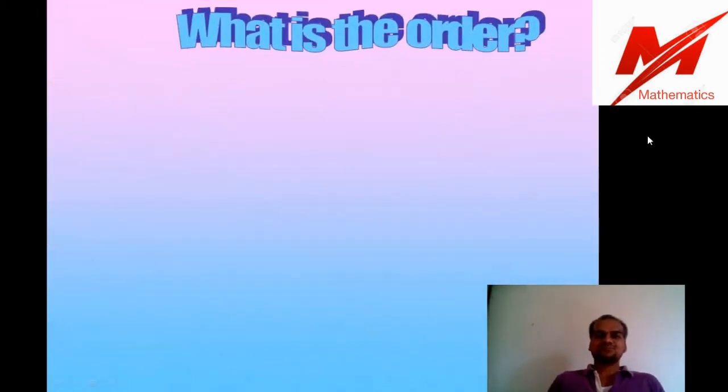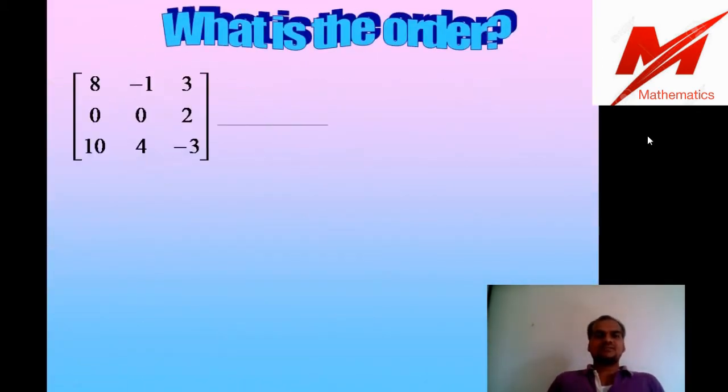Now see the first example. In this example, how many rows and columns are here? We have 3 rows and 3 columns. So the order of this matrix is 3 by 3. It is also called a square matrix. In a square matrix, the number of rows is equal to the number of columns. So the order of the matrix is 3 by 3.